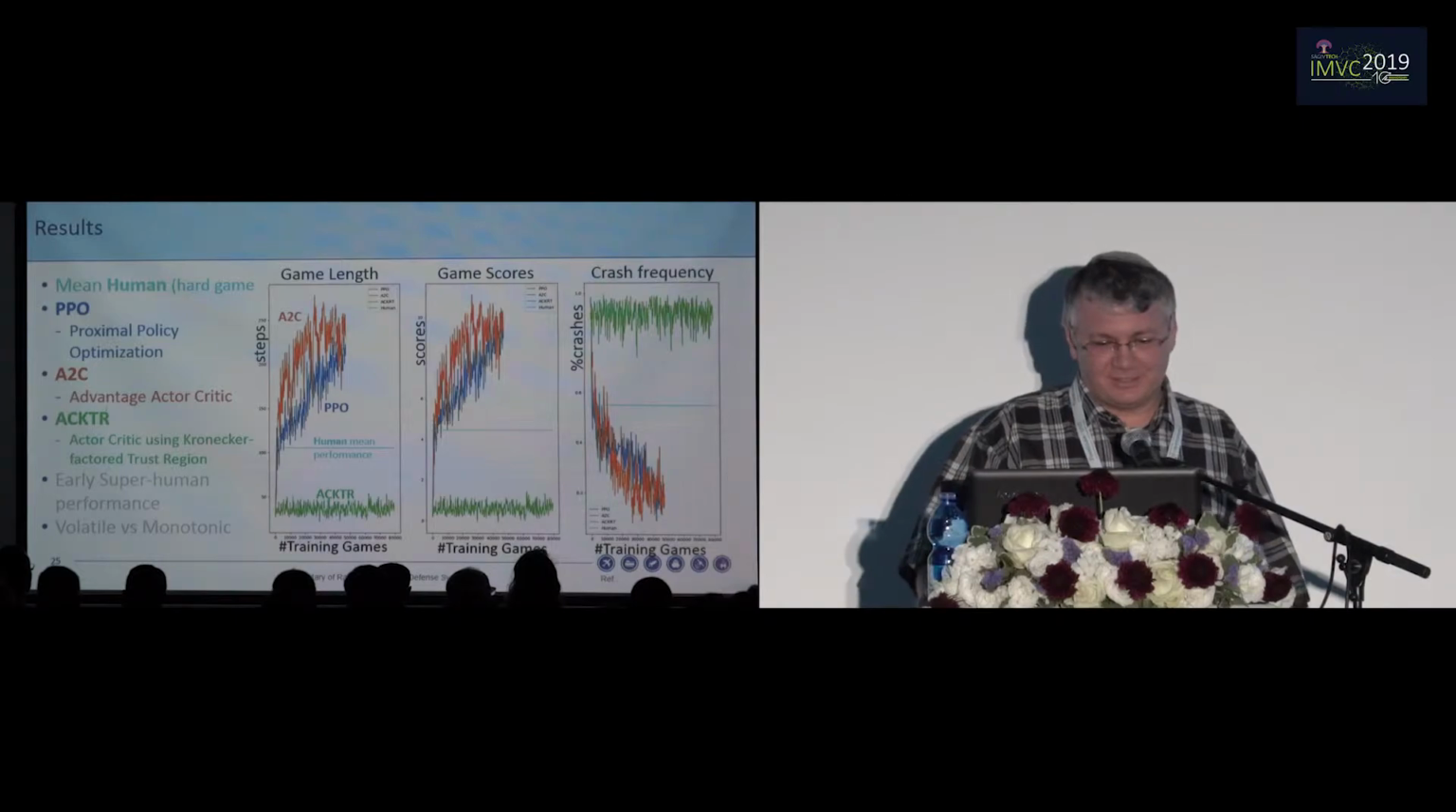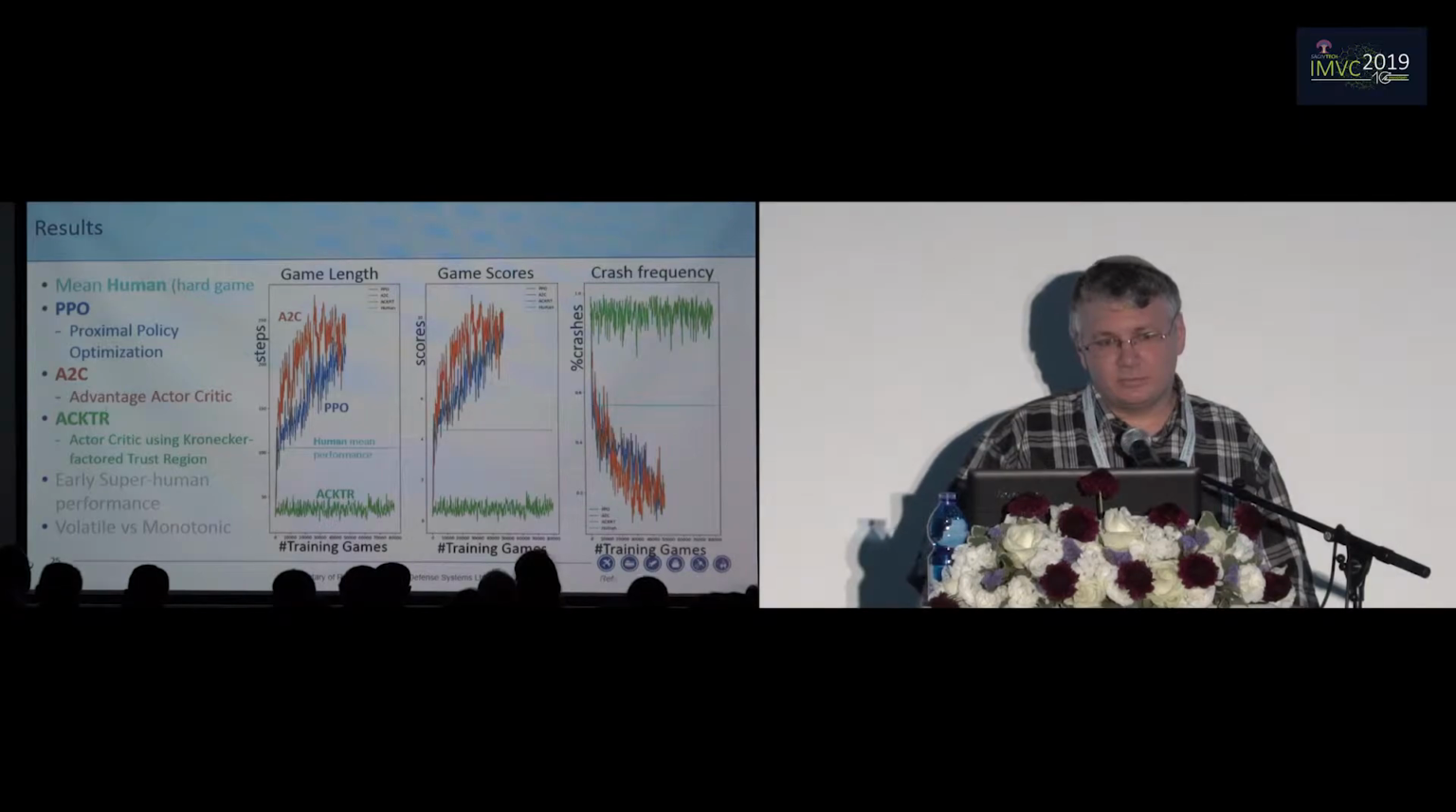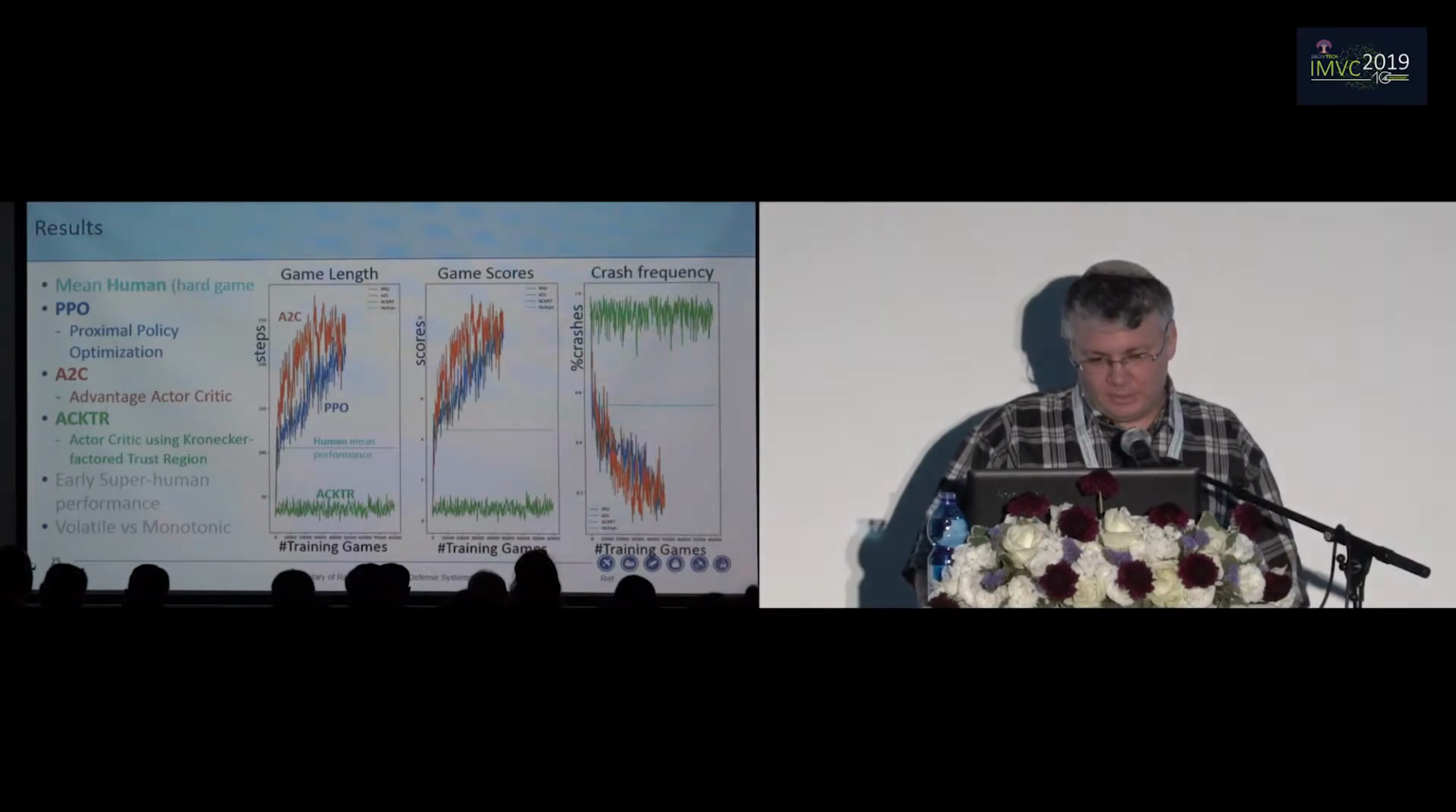So you can see that both the A2C and the PPO algorithm reach superhuman performance very quickly, within 1,000 games. And then they proceeded to do much better. You can also see that the actor algorithm did not converge at all.